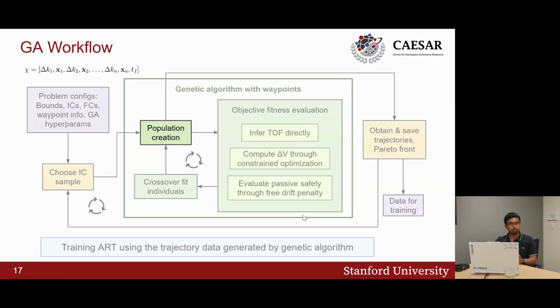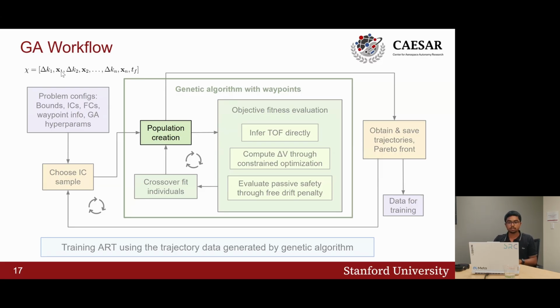So let's go one by one and dig into what it means. Over here in population creation, you're creating multiple chromosomes of this structure. TF is the time of flight of the trajectory. These X's denote the waypoints that the trajectory needs to go through, and the delta K is a representation of when it needs to go through those respective waypoints.